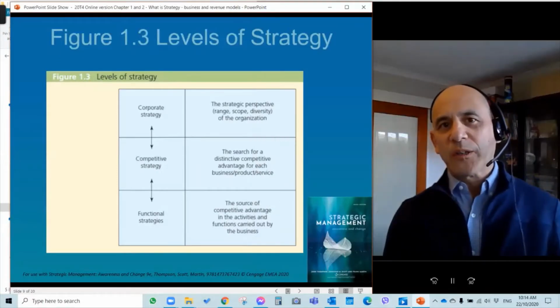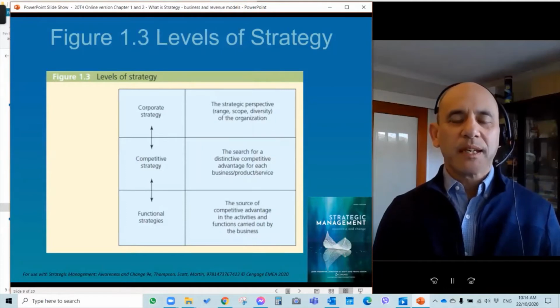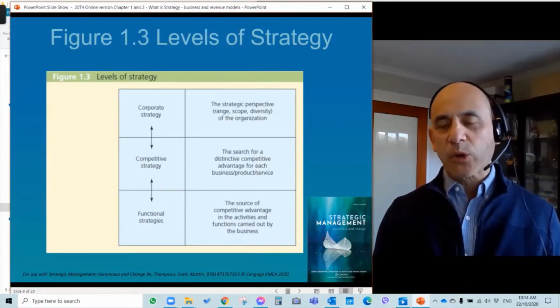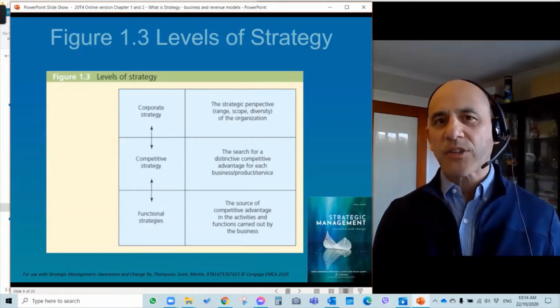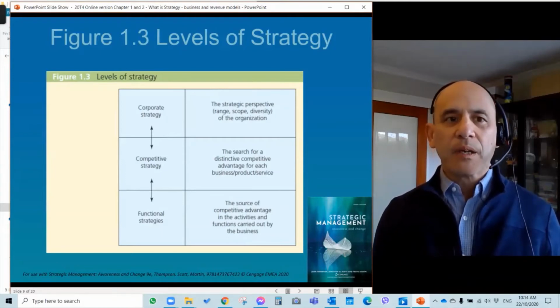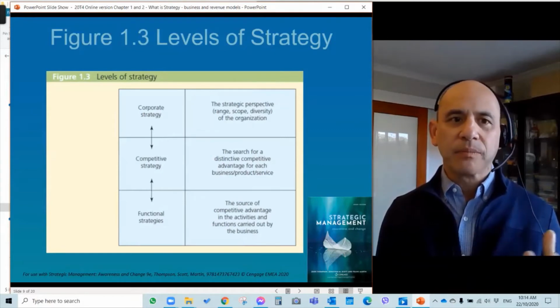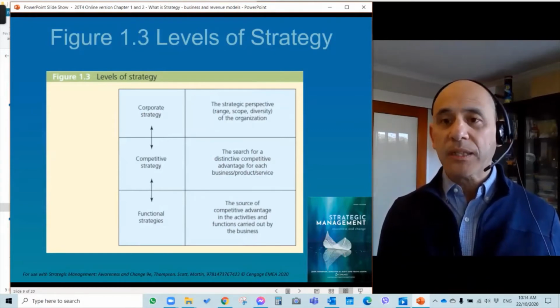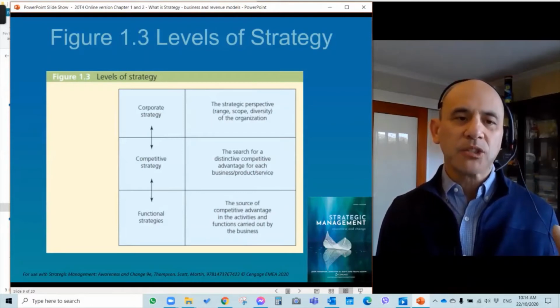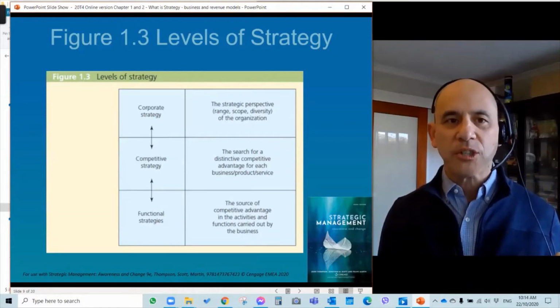Okay, let's go on with our lecture. As the slide shows you here, strategy, for an organization anyway, has 3 levels generally. We talk about the corporate level, the highest level. The mid-level would be the competitive strategy. In some books, they call this the business strategy. And then lastly, the functional strategy.